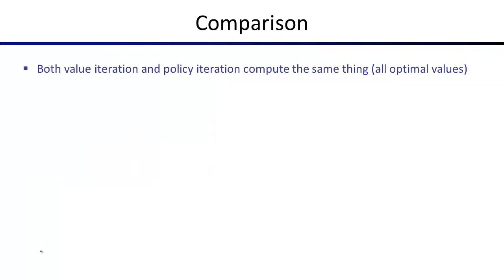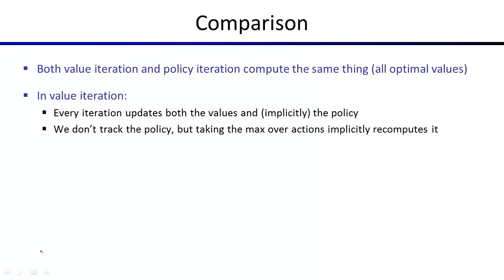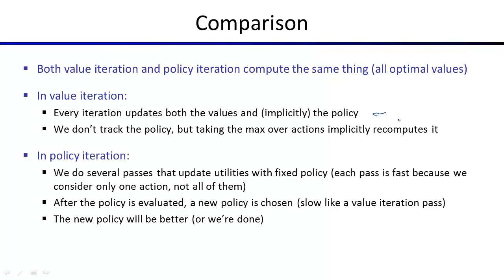All right, so that's policy iteration. Both value iteration and policy iteration are valid approaches to find the optimal value function and the optimal policy accordingly. In value iteration, every iteration updates both the values and implicitly the policy, because you're doing that max over actions. Implicitly, you're finding a new policy. You're not storing it, not explicitly interleaving policy and values. You're doing it all at once. But in some sense, you're finding updates for both. In policy iteration, you alternate between updates for value and updates for the policy.